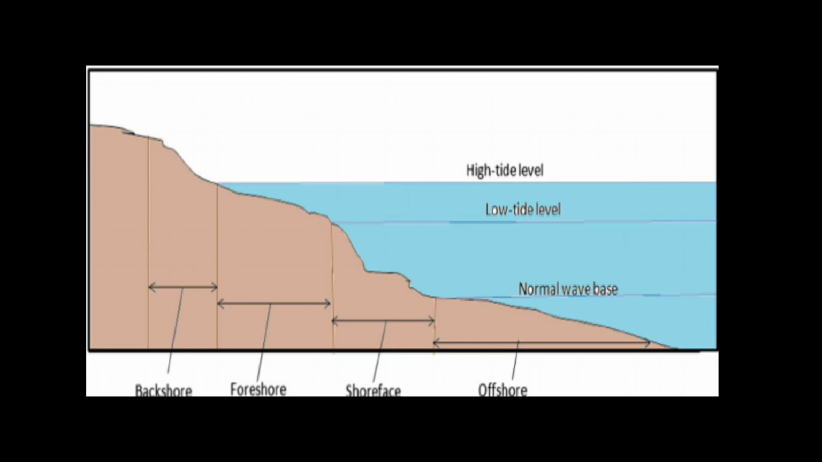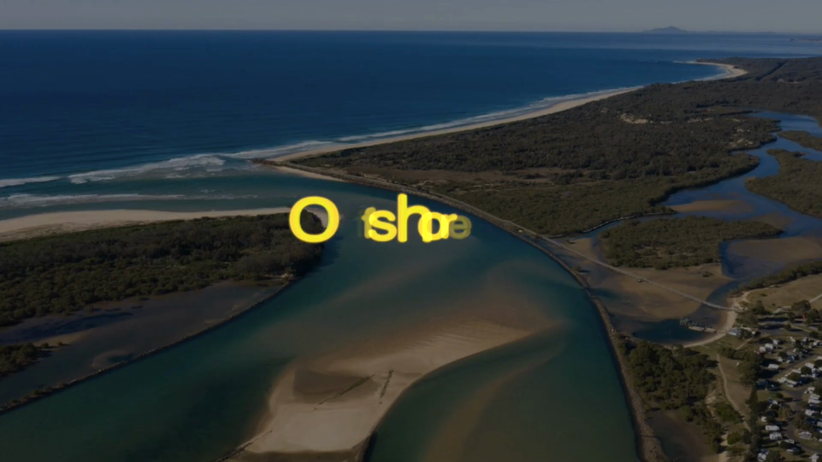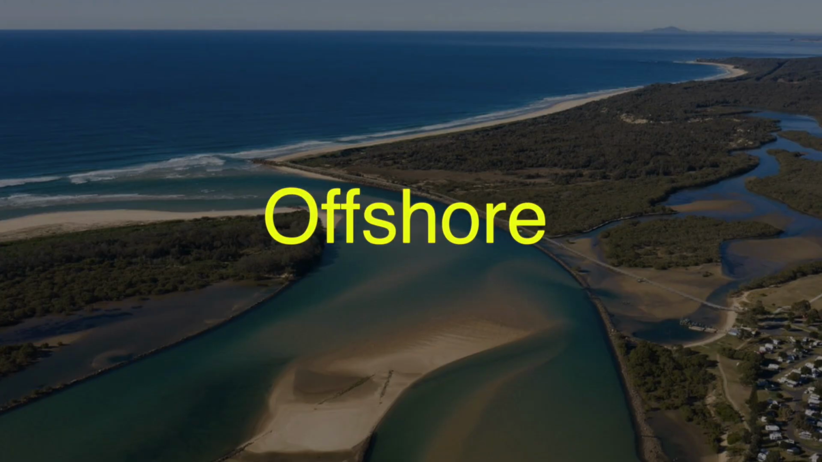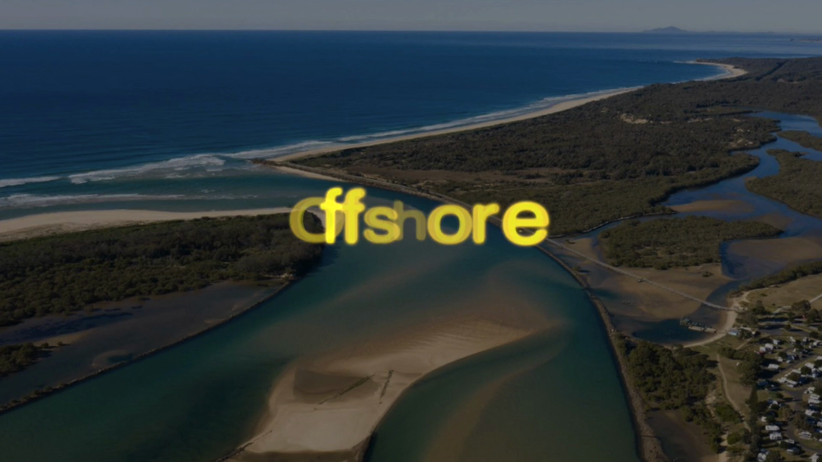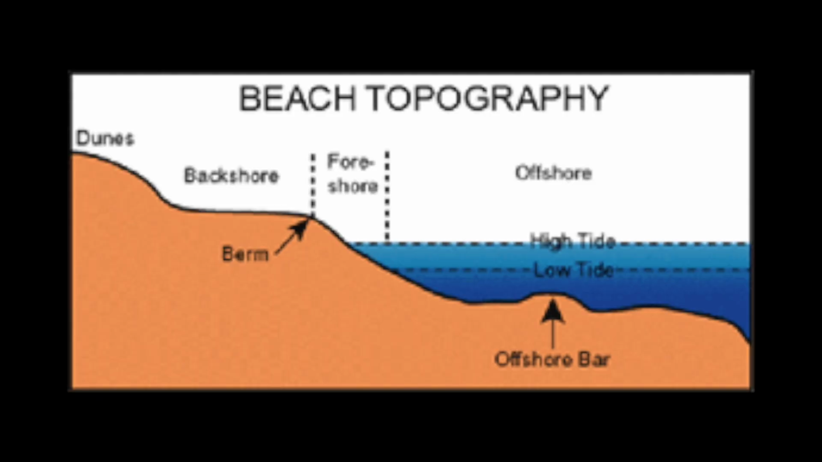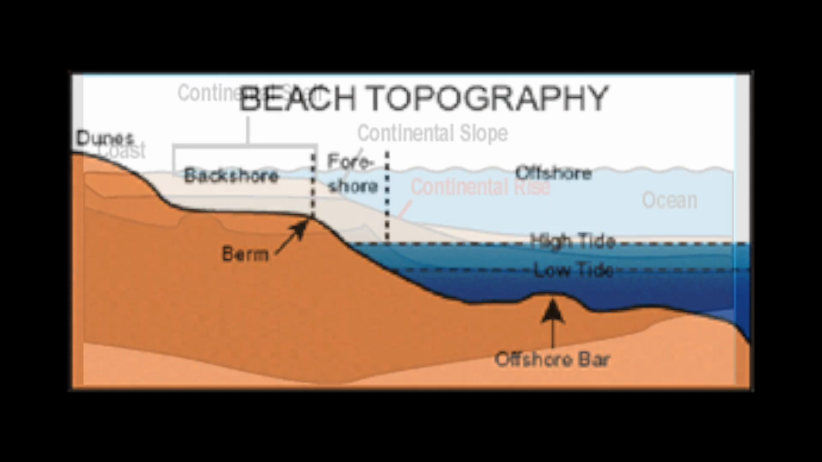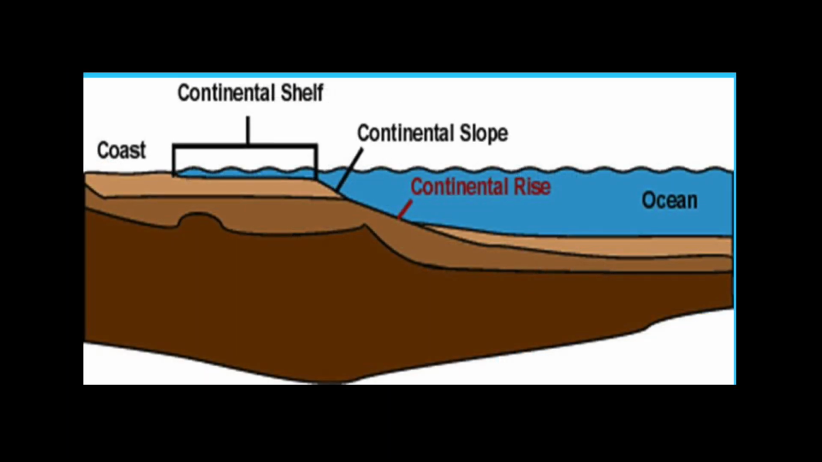Foreshore. Foreshore is a zone that extends from the high tide level to low tide level. Offshore zone. Offshore zone represents the zone of shallow water extending between the low tide level and beyond it, that is, the continental shelf.